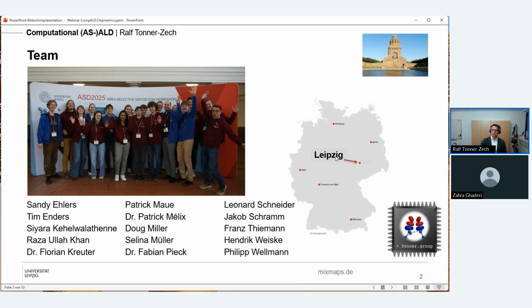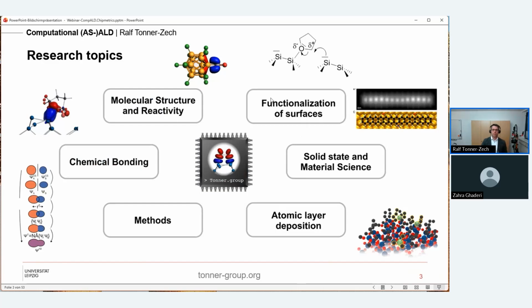And we are situated in Leipzig. If you're not familiar with the German environment, it's around about 1.5 hours south of Berlin. And it's a very beautiful city if you ever want to visit it. Our group is working on different areas of computational chemistry, ranging from molecular structure to functionalization of surfaces up to solid state and material science.